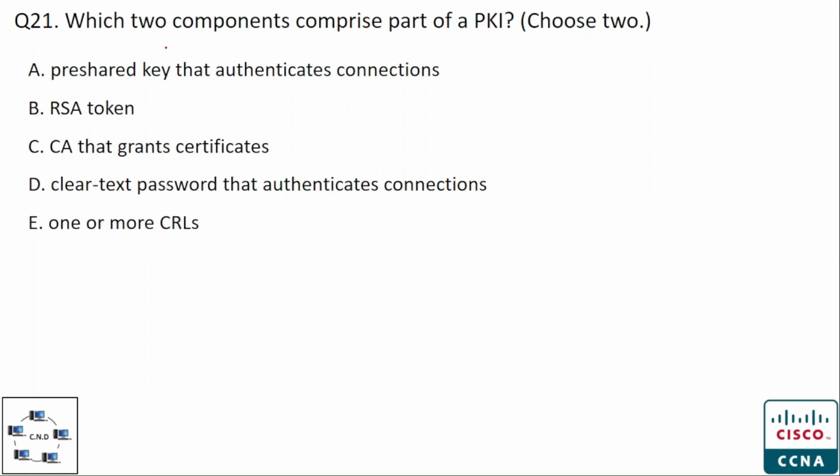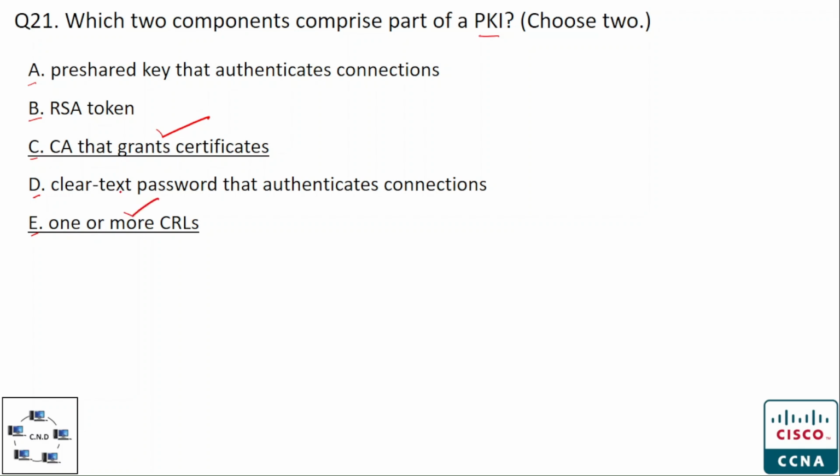Question number 21. Which two components comprise part of a PKI, that is public key infrastructure? Choose two. The options are option A, pre-shared key that authenticates connections, option B, RSA token, option C, CA, that is certification authority that grants certificates, option D, clear text password that authenticates connection, and option E, one or more CRLs, that is certificate revocation lists. And the correct options are CA, a certification authority that grants certificates, and one or more CRLs.